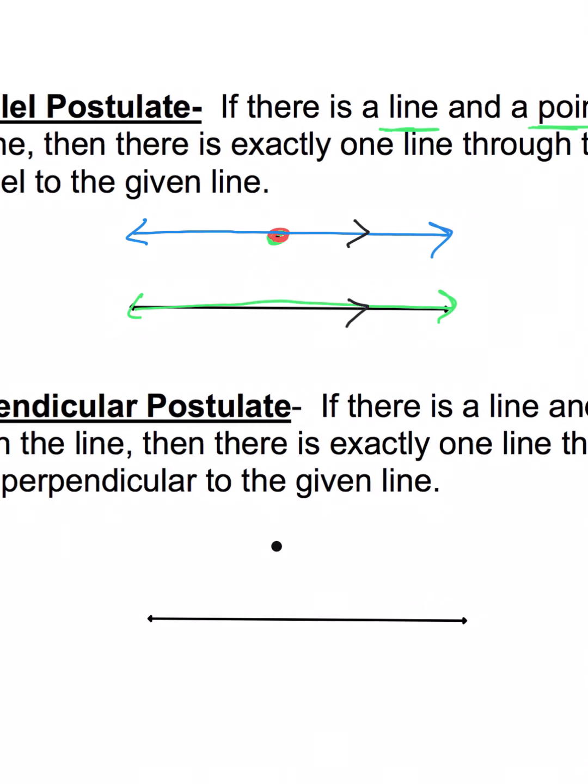Okay, that brings us to the perpendicular postulate. It says if there is a line, which you guys can see, here's our line, and then there's a point not on the line, then there exists exactly one line through that point that's perpendicular to the given line. So go ahead and draw in that line that's going to be perpendicular to that line and pass through that point. And then remember how you show to someone else that it's actually perpendicular. You have to add in that nice little box.